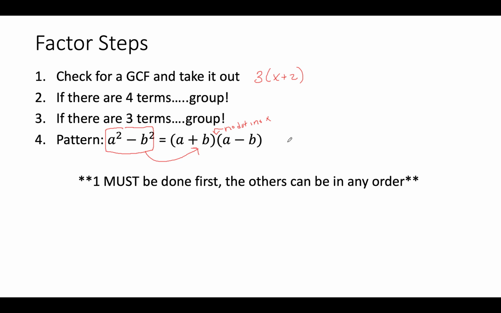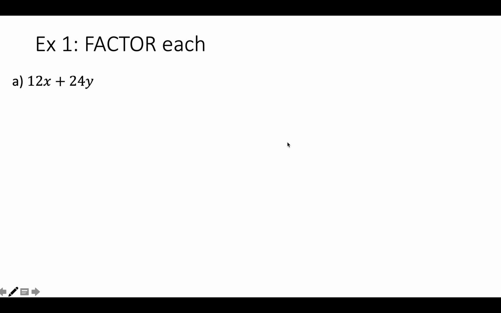So the nice thing about these steps is the only one that has to be done first is number 1. So you can check for GCF and take it out, and then you can jump to pattern if you need to. So we're going to do some examples. So here's the first one.